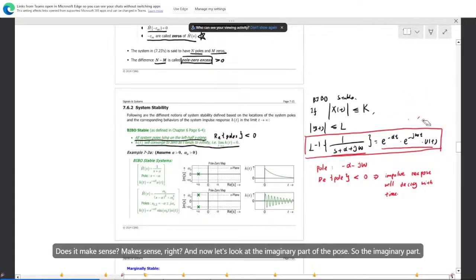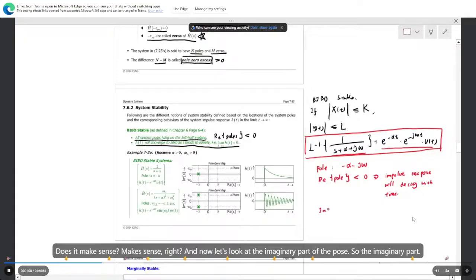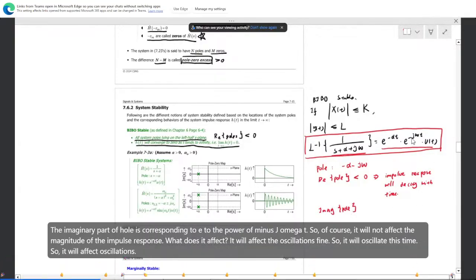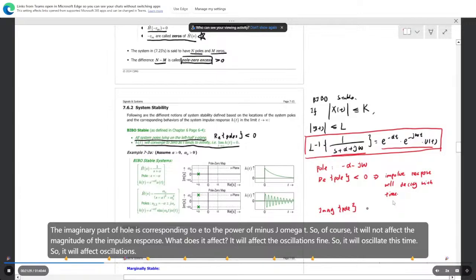Makes sense, right? Now let's look at the imaginary part of the poles. The imaginary part of the pole corresponds to e to the power of minus j omega t. Of course, it will not affect the magnitude of the impulse response. What does it affect? It will affect oscillations. So it will oscillate with time.